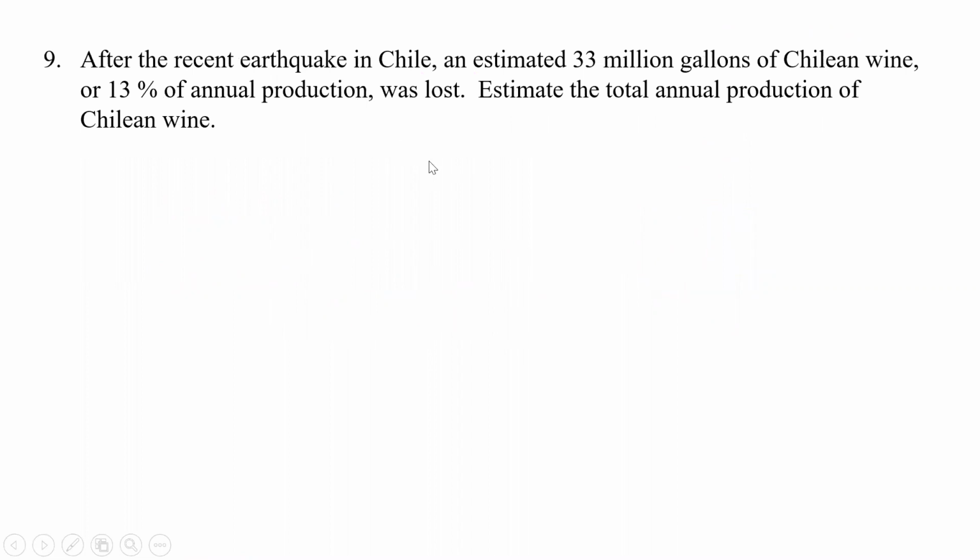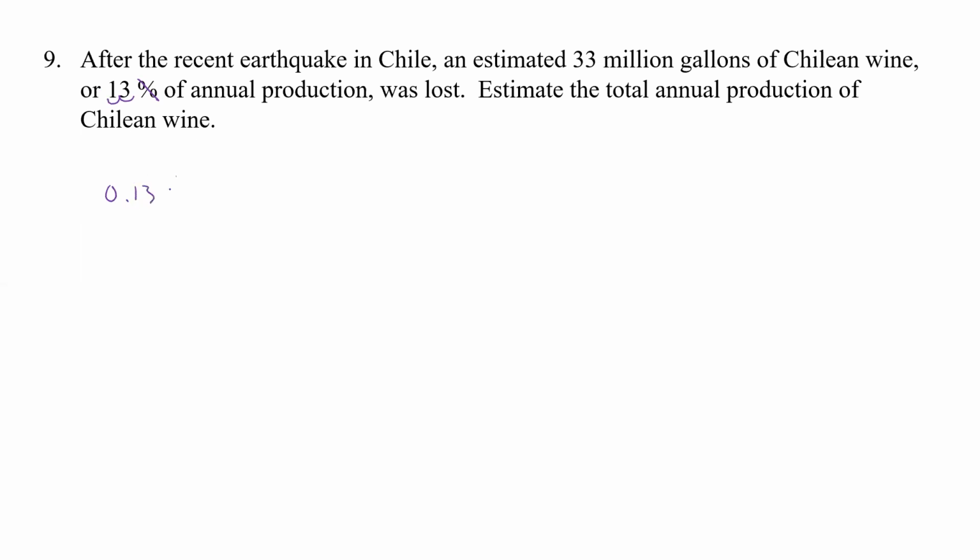All right, after the recent earthquake in Chile, an estimated 33 million gallons of Chilean wine, or 13% of the annual production, was lost. Estimate the total annual production of Chilean wine. Okay, well, if 13% was lost, how do we do that? We drop our percent, move our decimal 2 places to the left, so we have 0.13, that's the percent.